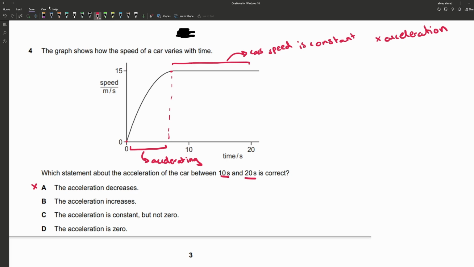As for B, the acceleration increases. This will also be wrong, because as we know, the car speed is constant, so there is no acceleration on the car. Okay, so for C, the acceleration is constant but not 0. This statement is also incorrect, because as we know, the car speed is constant. It's not increasing. There is no change in the car speed, so the acceleration has to be 0. So C is also incorrect, and D says that the acceleration is 0, which is the correct answer.